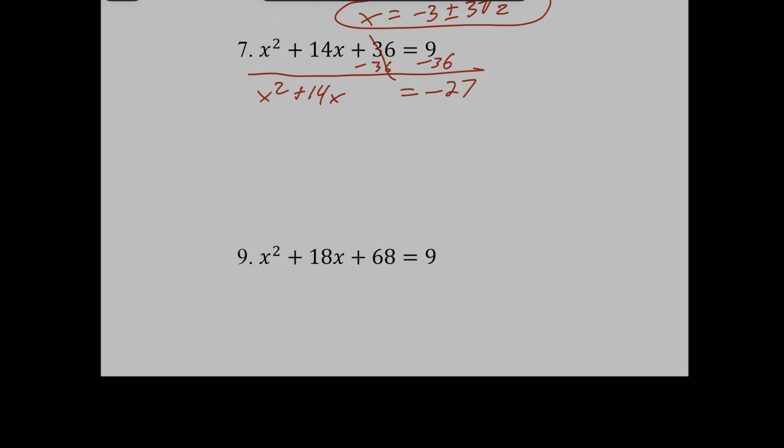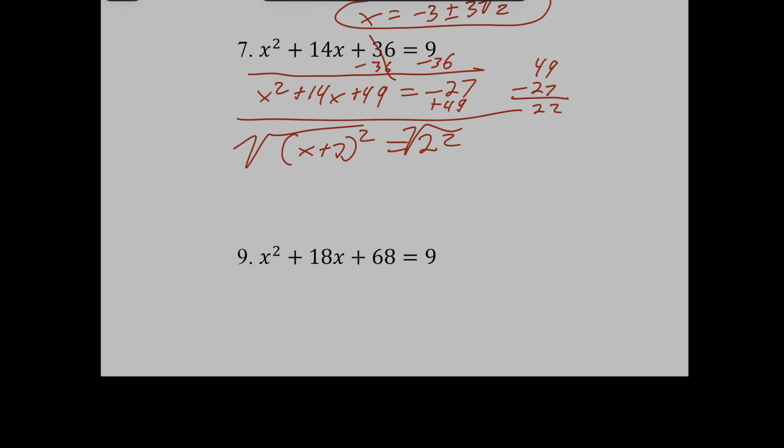Okay? So now what's half of 14? 7. What's 7 squared? 49. Add 49 to both sides. This is in trinomial square form, so I'm going to go x plus 7, quantity squared, equals, and I get a 49 minus a 27, and that's going to become just a 22.